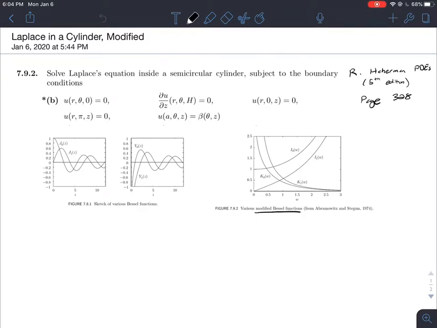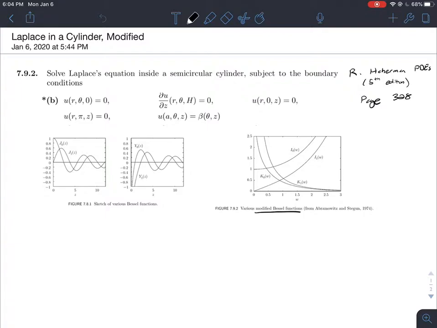In today's video, we'll be solving the Laplace equation inside a cylinder, but this time, the boundary conditions on the top and bottom are going to be homogeneous, whereas the boundary condition on the lateral surface is going to be non-homogeneous. These sorts of boundary conditions will give rise to what we call the modified Bessel functions, and we're going to discuss these in detail and try to understand what's happening.